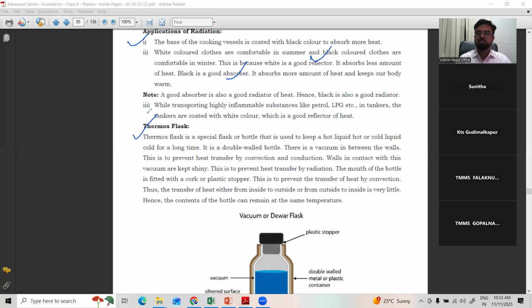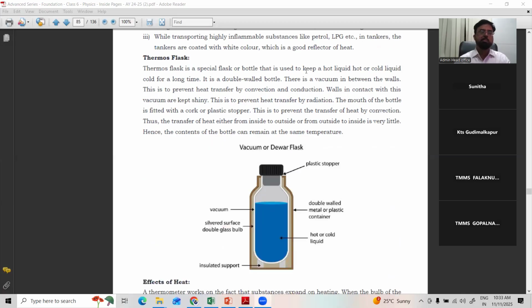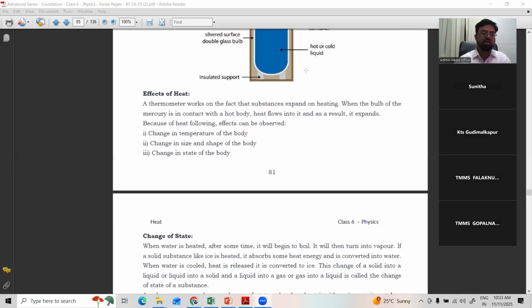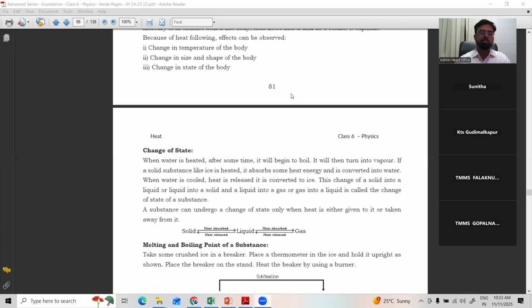Even a thermoflask, used to store hot water or coffee or tea, also works on the principle of radiation only. Right? A thermoflask is an example of this. And we also have the effects of heat. What are the effects we have seen already?